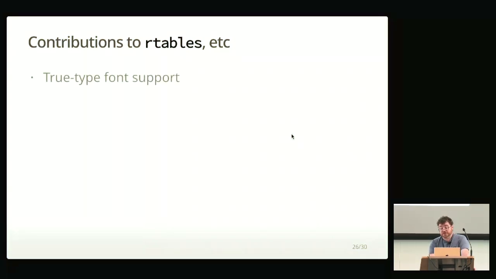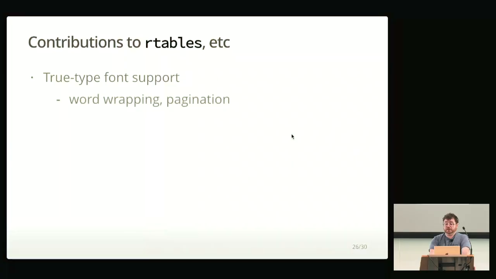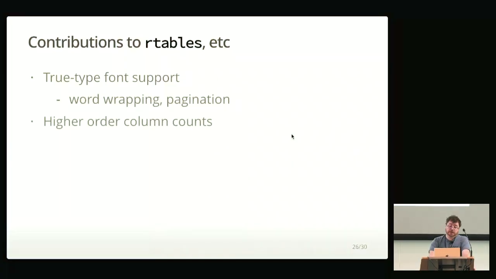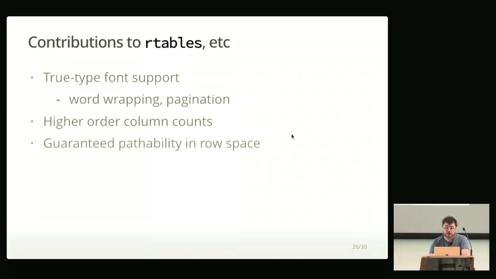So there were a number of bug fixes and stuff too, but the major things are TrueType font support, including both word wrapping and pagination calculation, and higher order column counts. So if you have nested splitting in your column space, you can attach column counts to any of the levels now. You couldn't do that before. And guaranteed pathability in row space, which is a technical one, which was important, but I don't have time to explain why it was important.